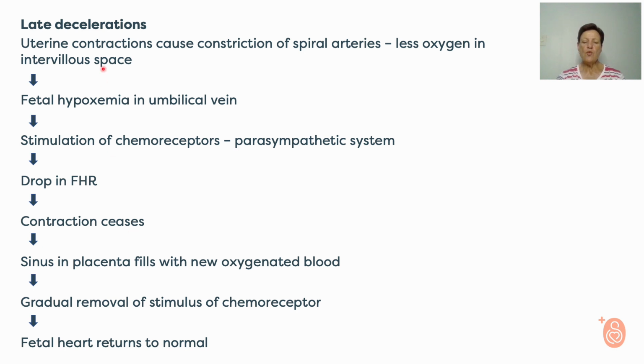Now, you can see why it's a late deceleration, because the contraction first needs to start. When the contraction starts, there's a constriction of the spiral arteries. Then this whole thing happens where there's a drop in the maternal oxygen, causing fetal hypoxemia. All of this needs to get to the chemoreceptors, and then we get the deceleration. So the deceleration is after the contraction has started.